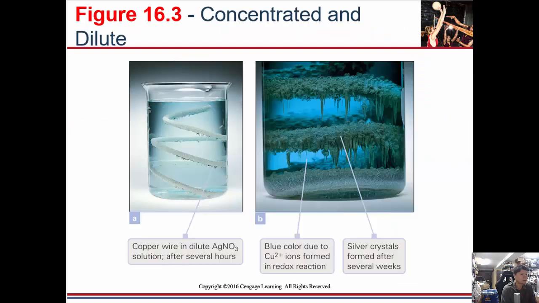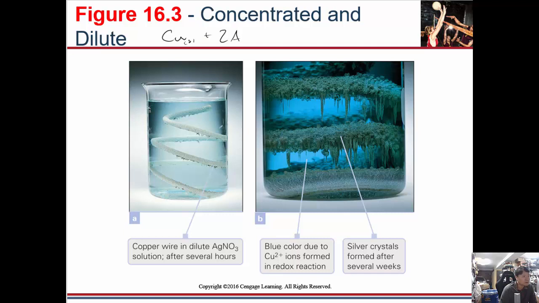For example, here would be a more dilute copper 2, which gives a light blue color. Here's a more concentrated copper 2. Just looking at the solution, ignore the crystals. These are crystals of what appears to be copper metal. Or no, these are silver crystals, sorry, forming on copper wire. This is a single replacement reaction here, in which the copper metal, which is this piece of wire here, is being attacked by silver ions.